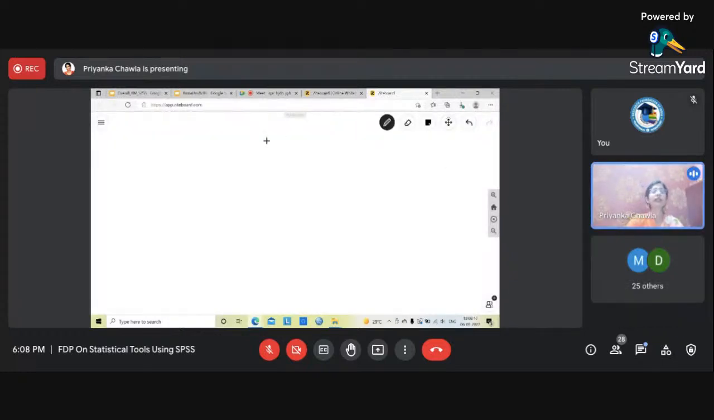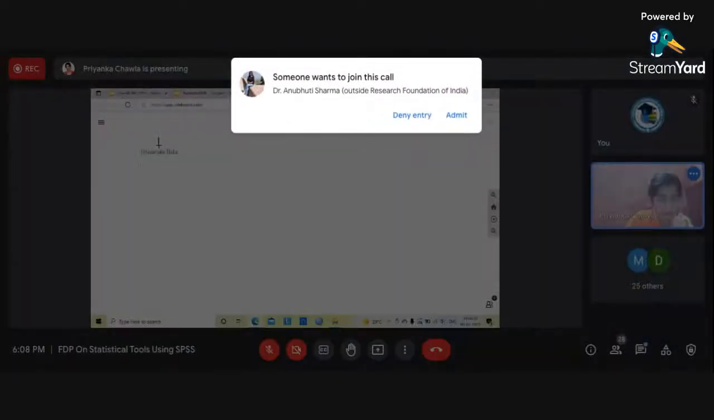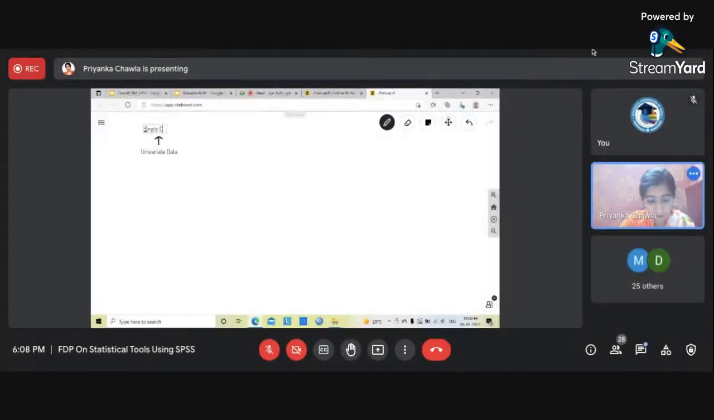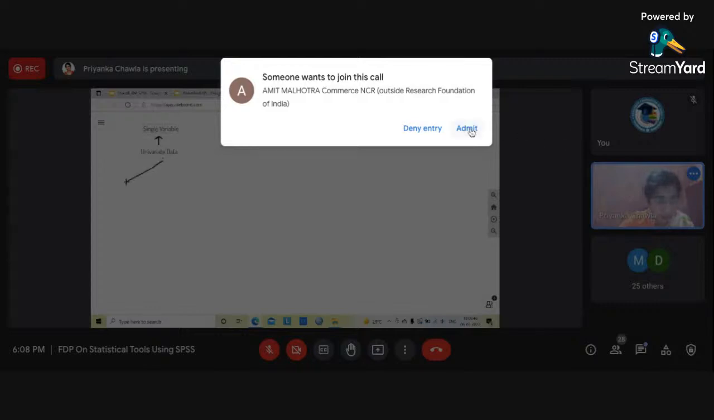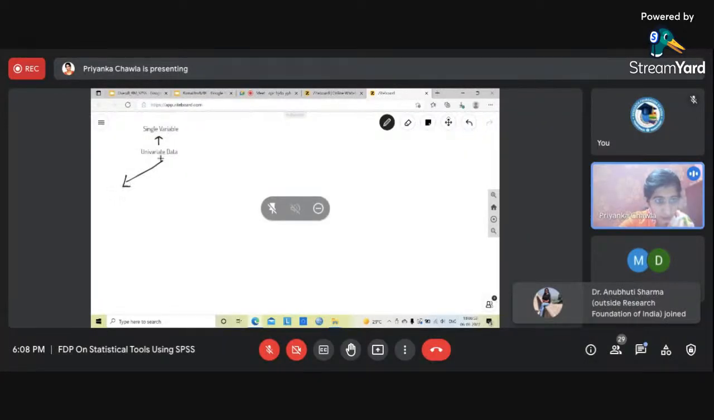So if we are dealing with a single variable, then it will be called as univariate data. Okay. Clear? If we are talking about a single variable. Now, if we talk about single variable, that means single variable. How can we describe univariate data?